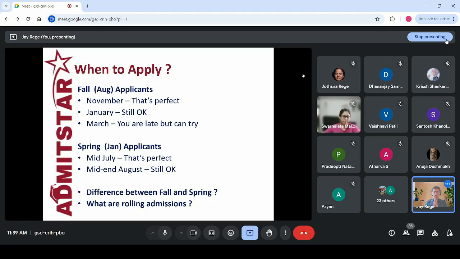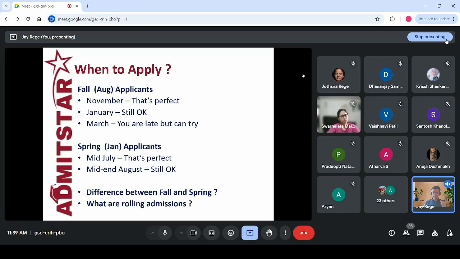Because generally what happens is, the later you apply, and that same thing applies to rolling admission. So I wanted to talk about that also. Some universities have a rolling admission process. When they say rolling admissions, what they mean is that they review applications as and when they receive them. I mean, it's not exactly as and when they receive it, but generally they review applications in phases.